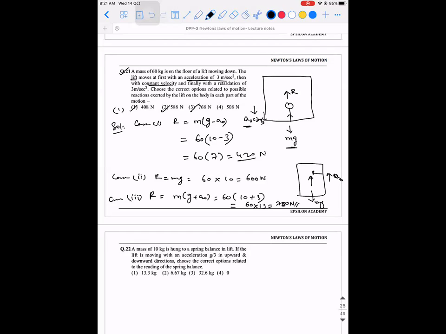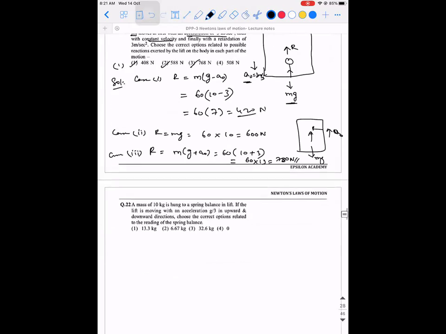Guys, are you clear now? Yes, sir. Will you try the next one? So all these are based on the concept of pseudo force. Try the next one.